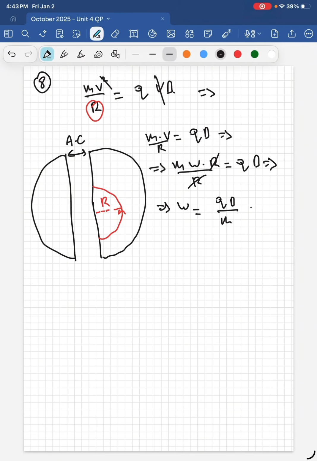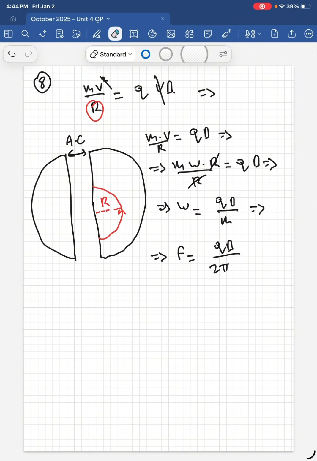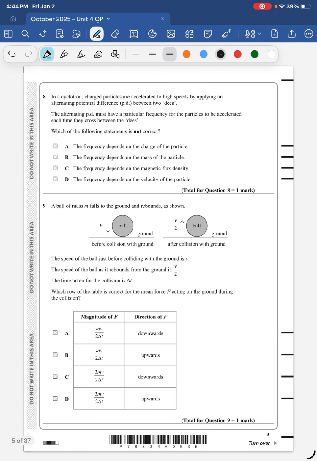Okay, and recall that omega is 2 pi times the frequency. So the frequency is pretty much qB over 2 pi m. So it depends on charge. Sorry, this should be m. It's been a while, guys. I'm a little bit rusty. Okay, so the frequency depends on the charge of the particle, the magnetic field, and the mass of the particle. I'm sorry, so the only answer that is wrong is D. The frequency does not depend on the velocity of the particle.